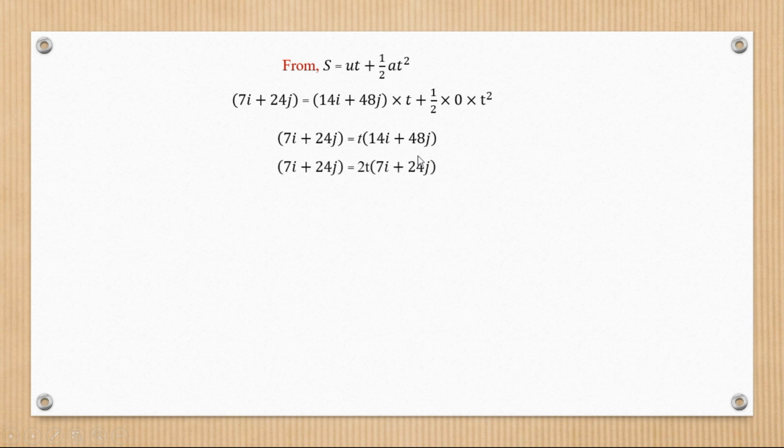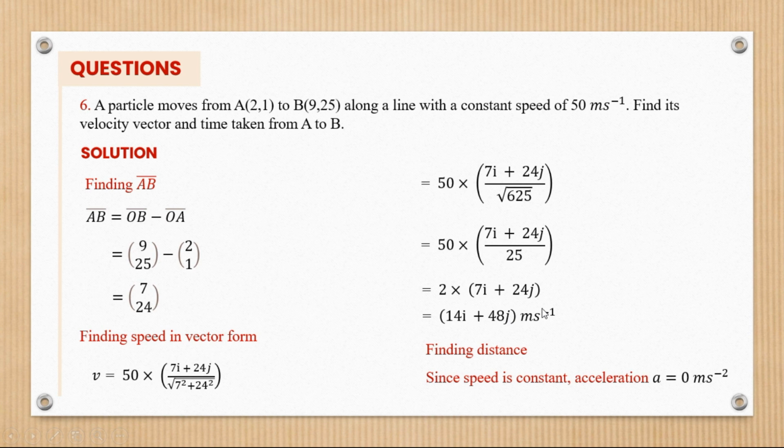So this is what I have. Once I factorize out a 2, I have 2t into 7i plus 24j. So I want to make 2t the subject, so this is what I have. But 7i plus 24j over 7i plus 24j will give me 1. So I'll have 2t being equal to 1, of which t shall actually be equal to a half. So I have the time taken as being 0.5 seconds. And as we found earlier, its velocity vector is 14i plus 48j meters per second. And that is what they wanted.